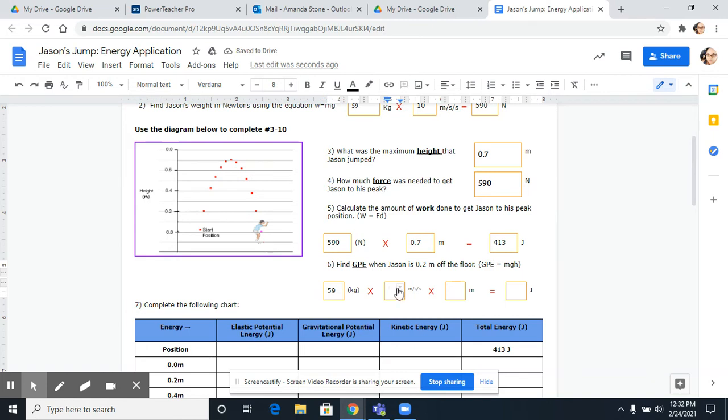We know that gravity is 10. So mass times gravity times height, just like we did from the last section. So 59 times 10 times the height, which is 0.2. That's what we wanted to know. So then we will multiply all of those, 59 times 10, which is just his weight, right, which is 590, and then times that by 0.2, which is his height, we get 118 joules.